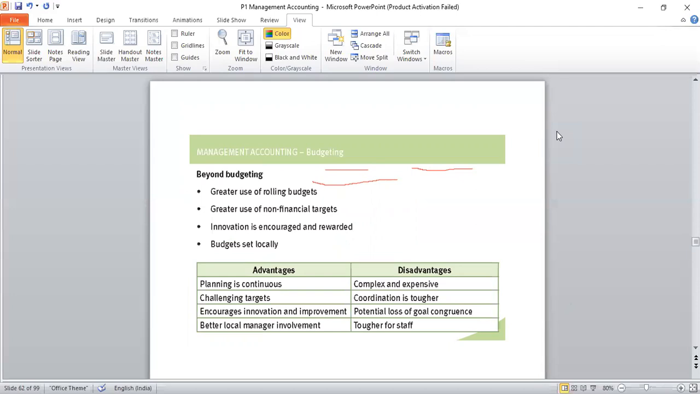Beyond budgeting, it says greater use of rolling budgets, greater use of non-financial targets, then innovation is encouraged and rewarded. Budgets are set locally. So the technical part of budgeting goes as anticipating the figures for the future and implementing that. We have seen the budget cycle.